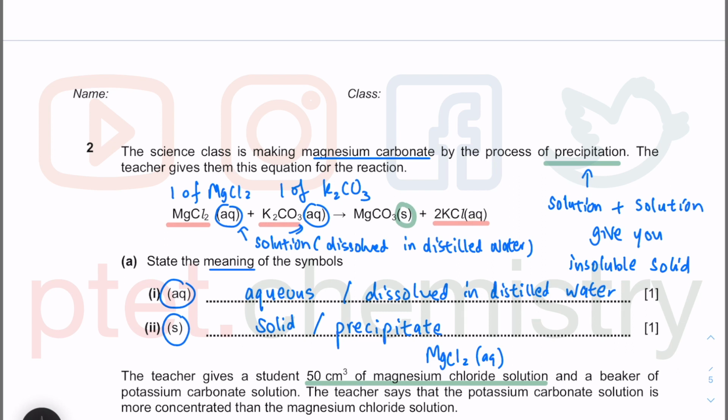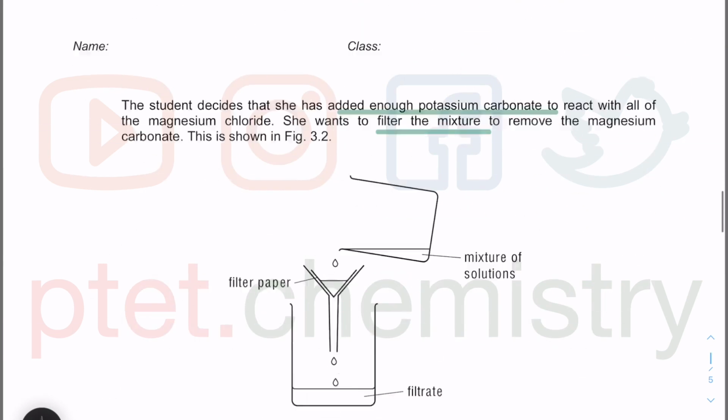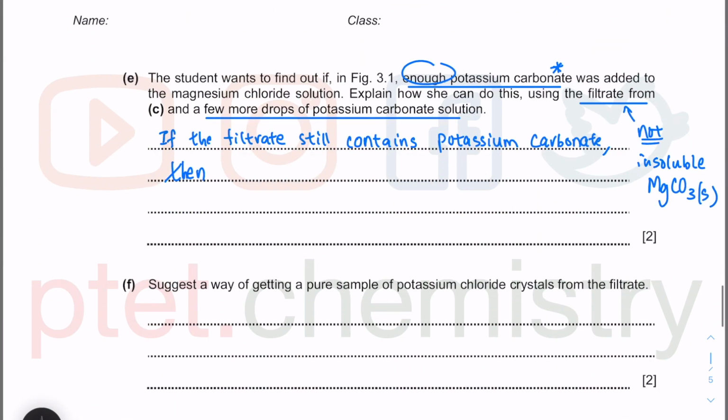aqueous, which means that if your filtrate contains any of these and then you add in some potassium carbonate, if you don't get any more solid, that means all of these have gone to these. But if you still get solid, that means you haven't added enough of these because some of these still remain. So your job really is, is there still MgCl2 remaining?